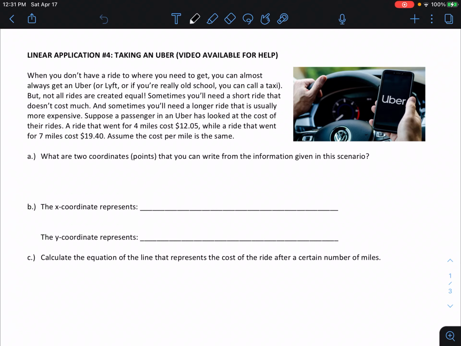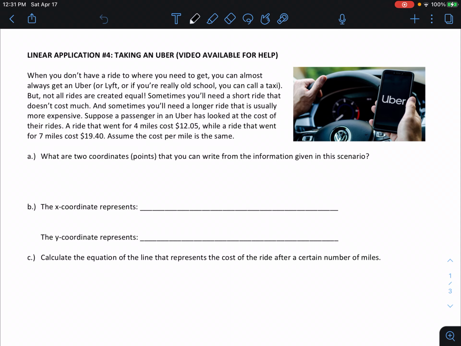All right, linear application number 4, taking an Uber. What's an Uber? Oh, I know what an Uber is. It's just kind of a funny word. So Uber, it's kind of like a taxi. You may have heard of it. Or Lyft. Lyft is another brand of the modern taxi.